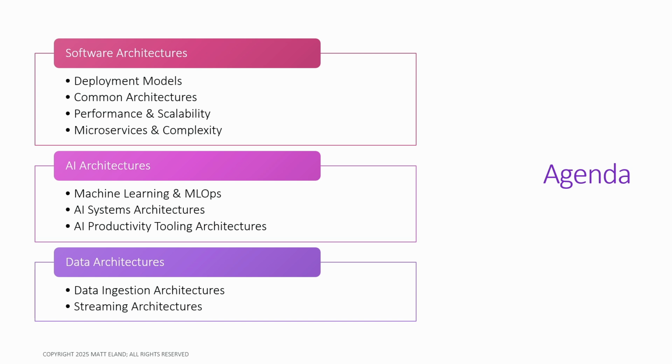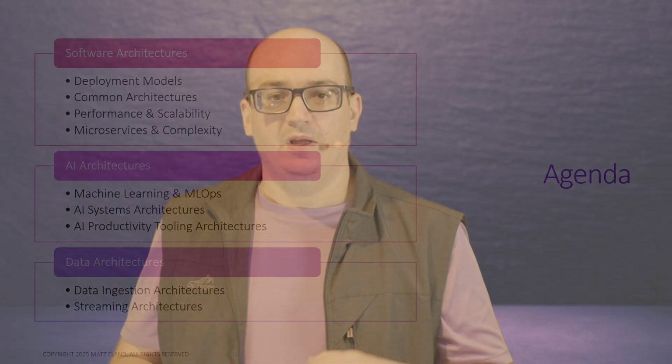In this talk today, we are going to be talking about software architectures, AI architectures, and data architectures as well. And we're going to really break this into three main chunks. My goal is to give you a good understanding of the common architectures that are out there and the ways that they might break or the ways that we might test them or improve them.